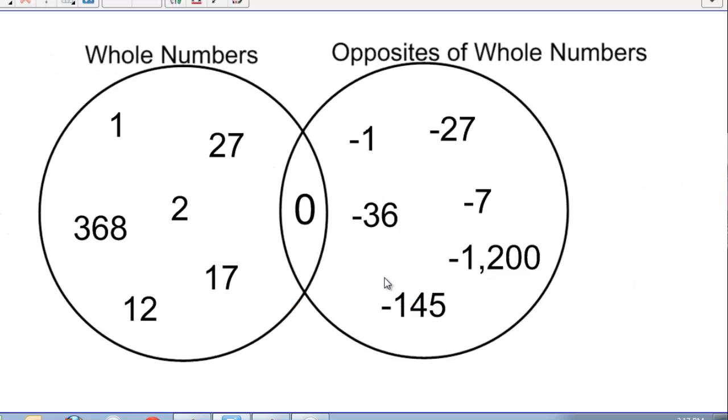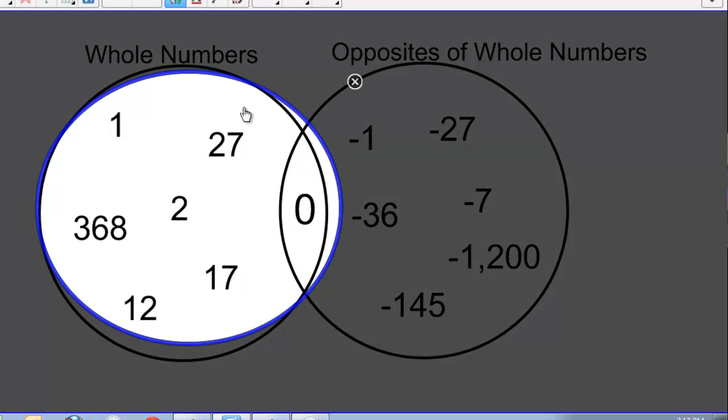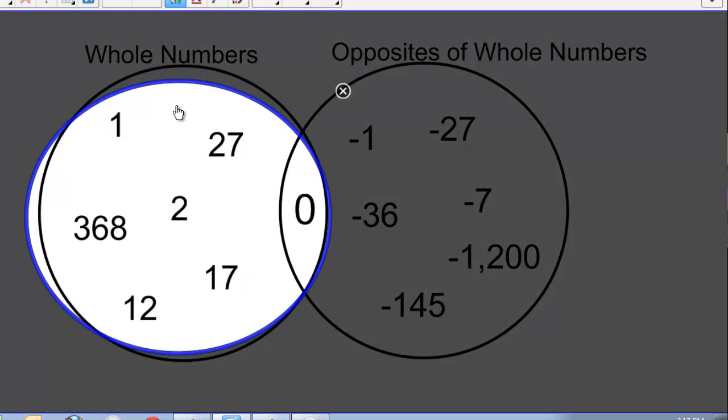So now coming back to my definition of integers, if you look at this Venn diagram, the first circle includes only whole numbers. All of these numbers in this first circle are whole numbers. Those again are just our basic counting numbers, starting with 0 and going all the way up to positive infinity. So 1, 27, 2, 17, 12, 368, those are all positive numbers and they don't have any fraction or decimal part to them.